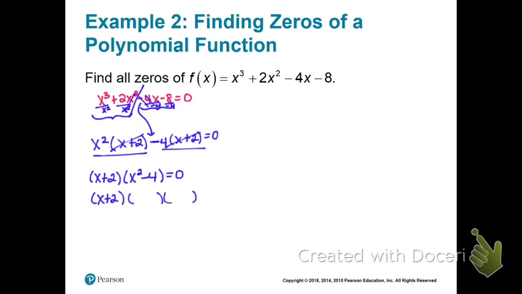So what's the square root of x squared? And what's the square root of 4? So remember, one gets a plus and one gets a minus. Okay, so what do we do now? Yeah, set them each equal to 0 and solve.